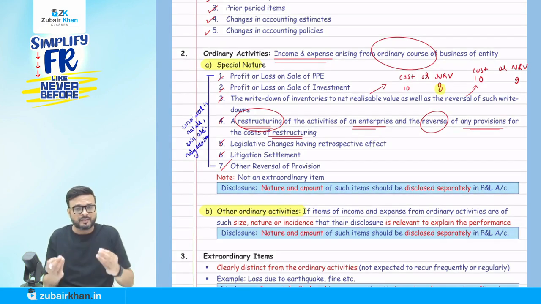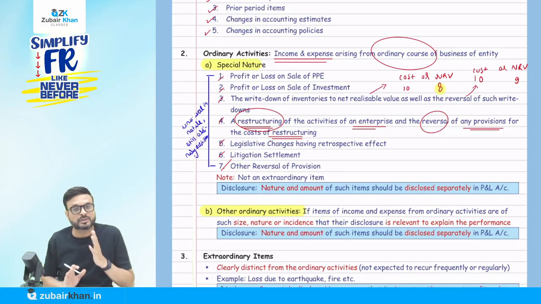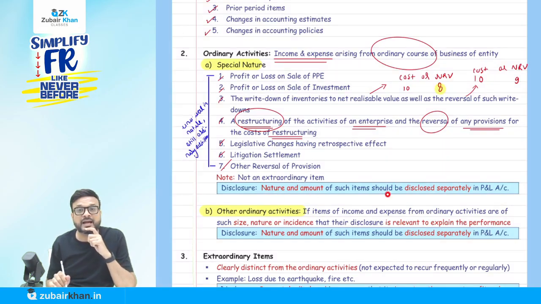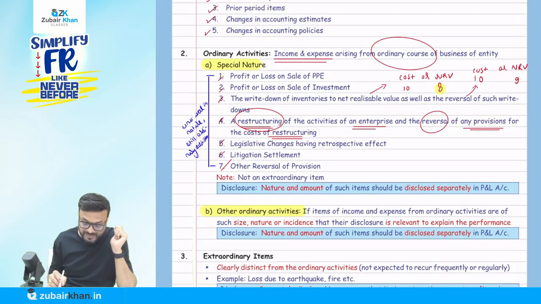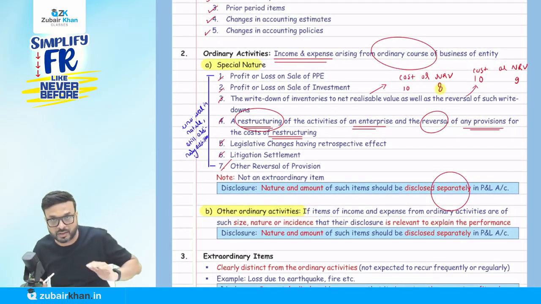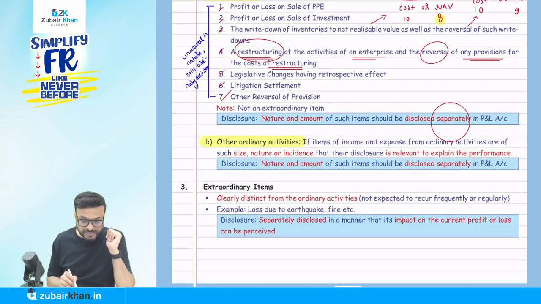Now this AS5 talks about how to disclose it in the profit and loss account. Nature and amount of such items should be disclosed separately. Can I club it with some other item? The answer is no, we cannot club it with some other item. It has to be shown separately. Now, they say other ordinary items.